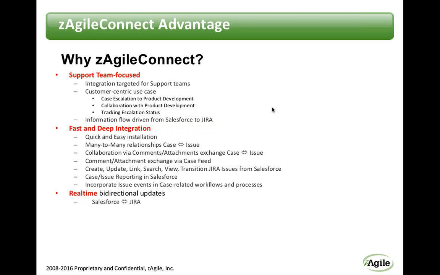The updates between Salesforce and JIRA are bidirectional and real-time. So from a case, any fields that are updated that have been shared with JIRA will be sent to JIRA. The updates will be sent to JIRA in real time. And conversely, issue updates, if it involves any of the fields that have been shared with Salesforce, are sent to case in real time, so that both sides will have real-time view of what's happening on the other side.